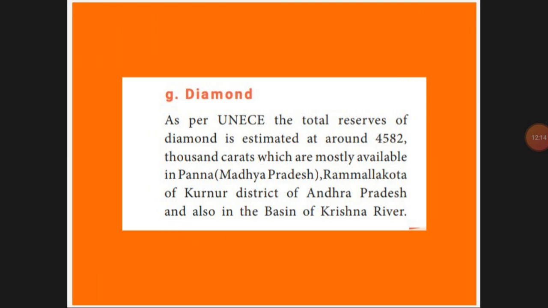Next, diamond. According to UNECE, that is the United Nations Economic Commission for Europe, the reserve of diamond is estimated at around 4,582,000 carats. It is mostly available in India, in Madhya Pradesh, mostly in the basin of the Krishna River.